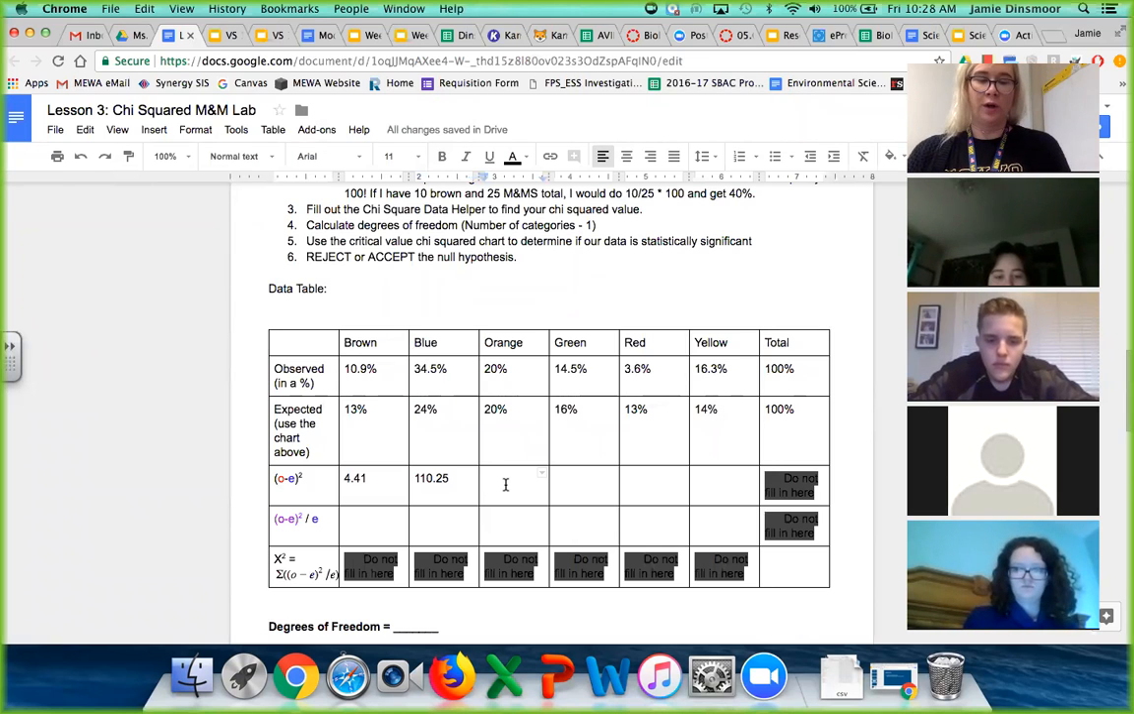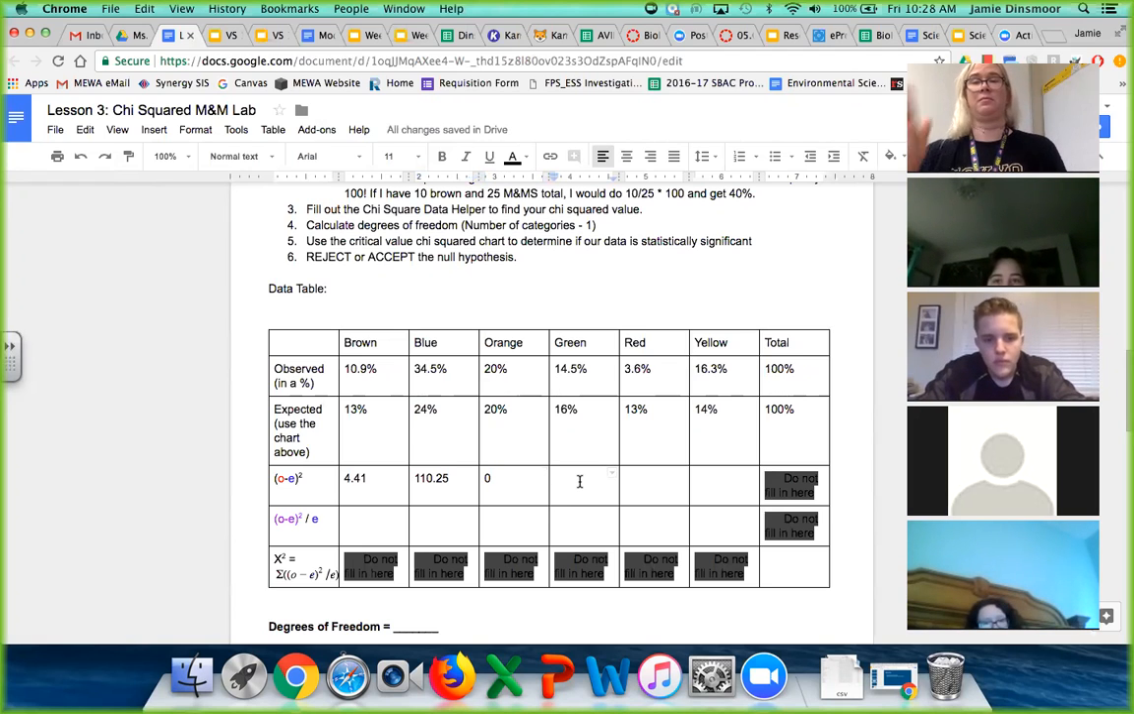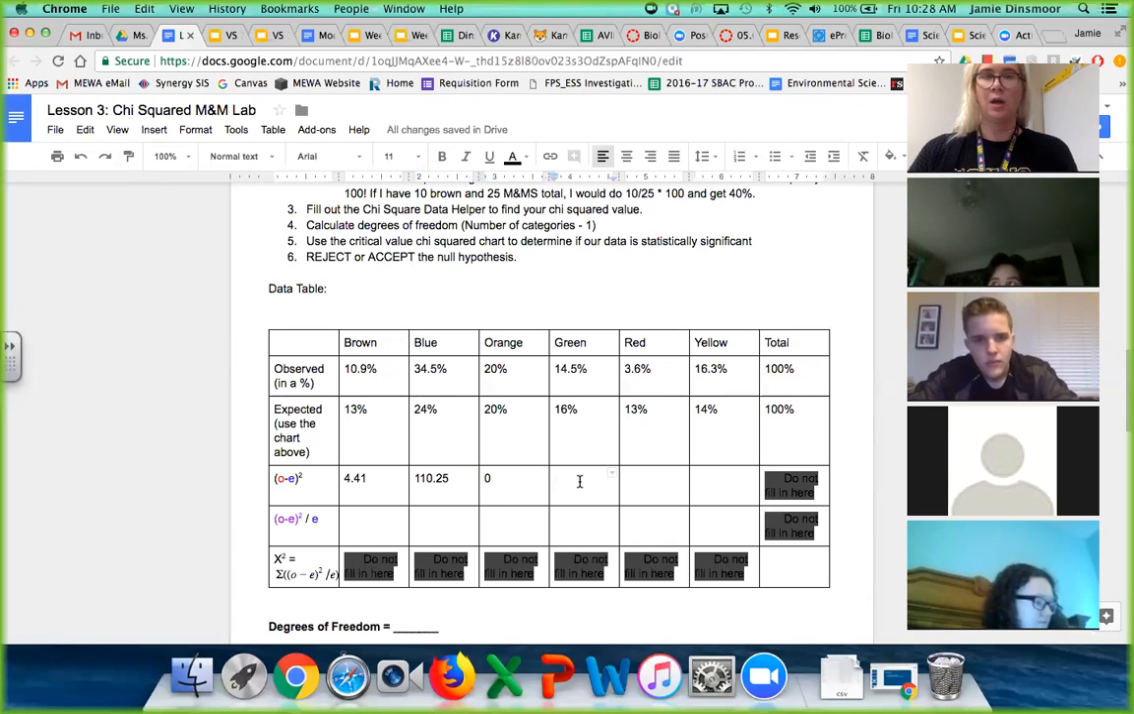Orange, we should do 20 minus 20. We get 0. What is 0 squared? 0. That is actually really creepy that I got the exact amount of orange. Okay, for green, we should do 14.5 minus 16. We get negative 1.5. Negative 1.5 squared is 2.25.